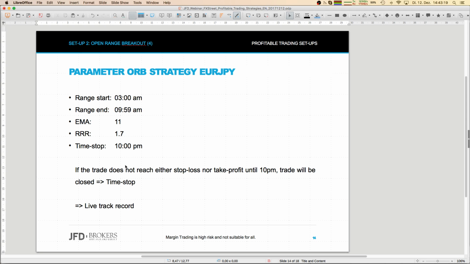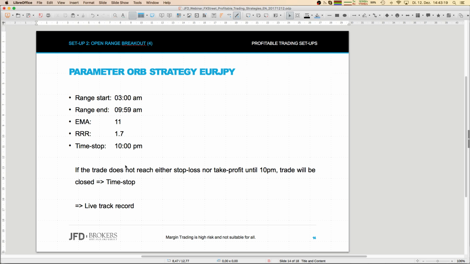Range end time, and I wrote down here 9:59 simply so that nobody has to ask, if I would write down 10 o'clock, which is what I really mean here, do I have to wait until the end of that 10 o'clock candle or whatever? Therefore, I write down here 9:59. So at 10 o'clock, that's the range end time. And between those two times, we look for the maximum, we look for the minimum, and we place our orders.